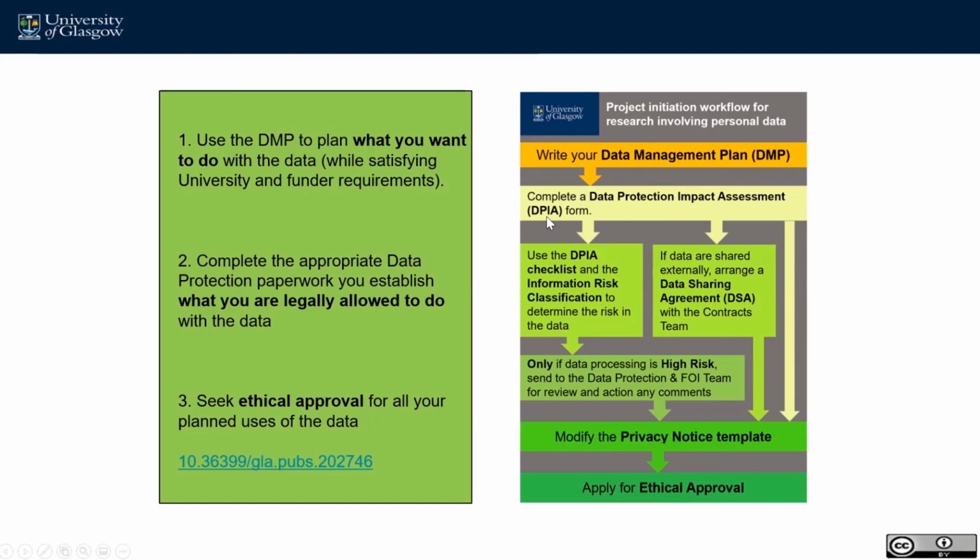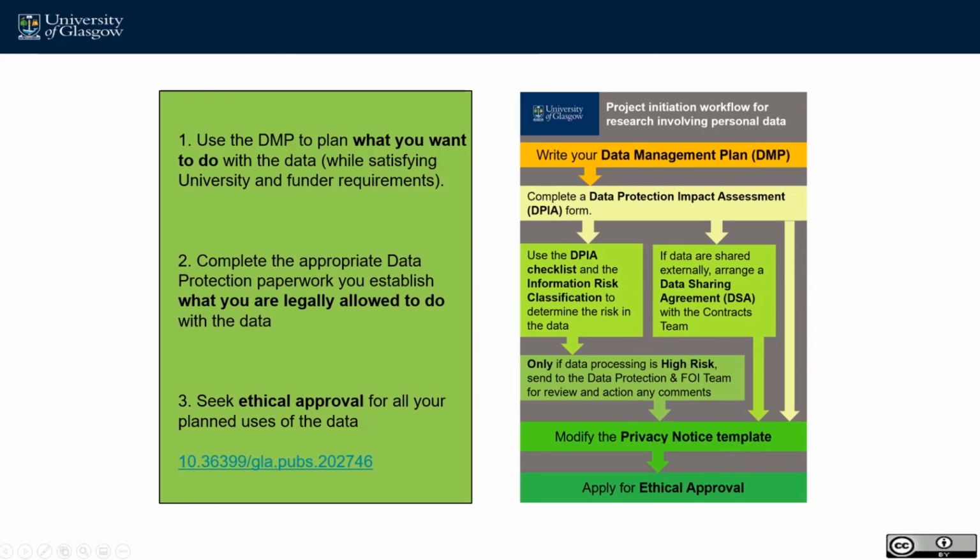Write a data management plan, complete a DPIA, then use the checklists and the information risk classification that's available on the university's web pages to determine the risk level. Our data protection office are very under-resourced and only want to see a DPIA if there's high-risk data processing involved, but they do recommend that everybody has one just in case. And also, if it's identified that the data needs to be shared out with the university, then we'll need data sharing agreements arranged with the contracts team. Then you can progress to modify a privacy notice and then apply for ethical approval.